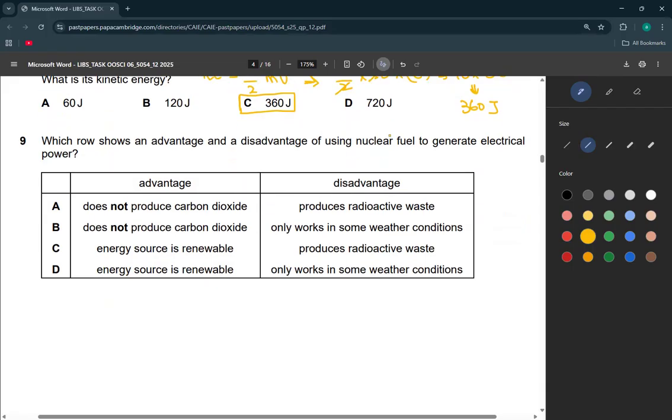Next question. Which row shows an advantage and a disadvantage of using nuclear fuel to generate electrical power? Use the elimination method here. Is nuclear fuel a renewable energy source? No. So options C and D are directly eliminated. Does not produce carbon dioxide, okay. Produces radioactivity, yes. Only works in some weather conditions, no. So option A is correct.